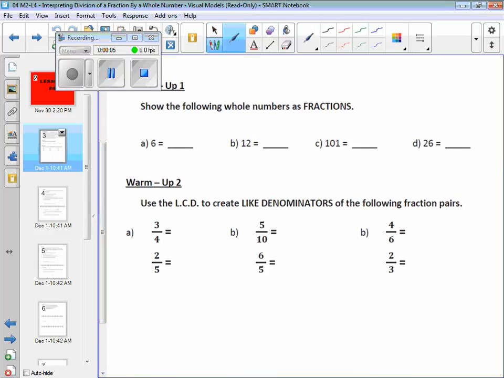Who remembers, how do you take a whole number and change it to an improper fraction? Brody. Yep, that's the simplest way to do it. Put whatever that whole number is over 1. That's the improper fraction in what's called simplest form. What about 12?